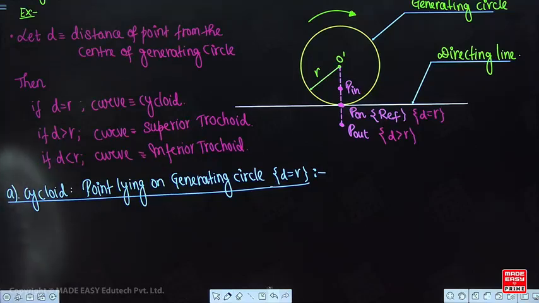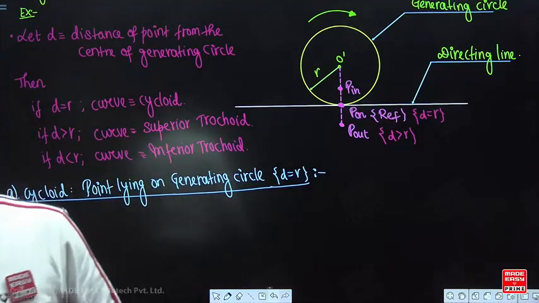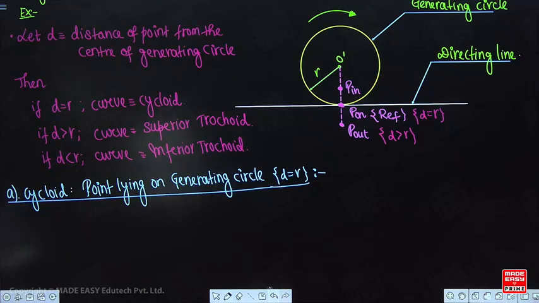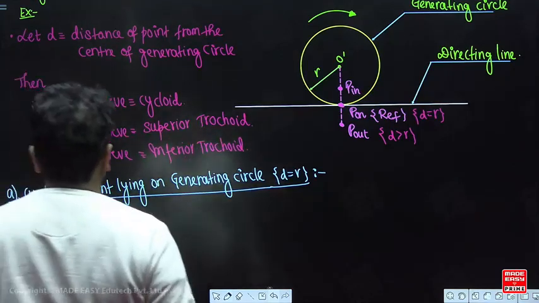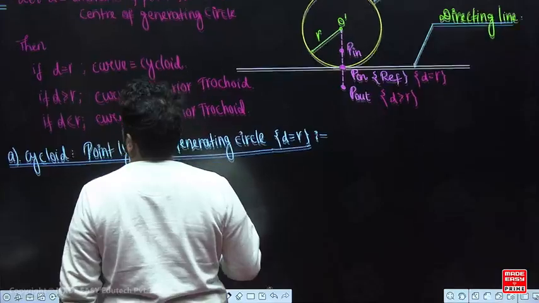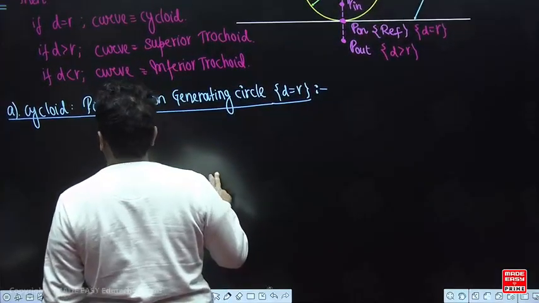Okay. So let us see about this. So point lying on generating circle. Clear? Okay. So here we are going to draw a curve. Let us see.